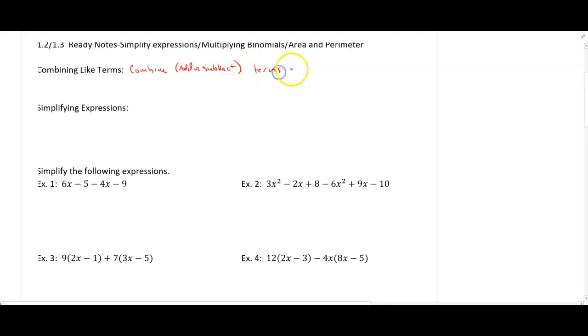Terms with identical variable expressions, okay?